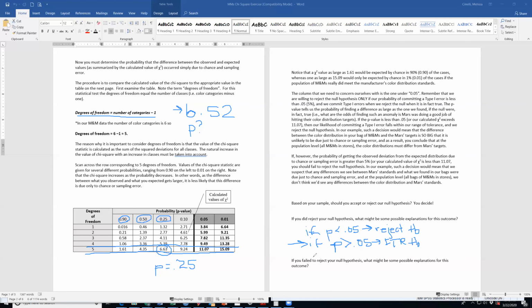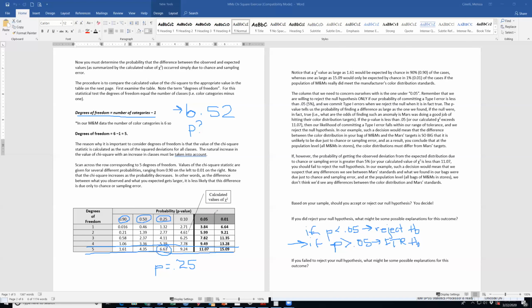All right, so in other words, the differences that we observed in this bag of M&Ms are not big enough. They are not strong enough evidence to conclude that Mars is not hitting its target. It's some evidence, a little bit of evidence, but it's not strong enough. And because it's not strong enough evidence, we fail to reject the null hypothesis, and we conclude at the population level, I don't think that there are any real differences.